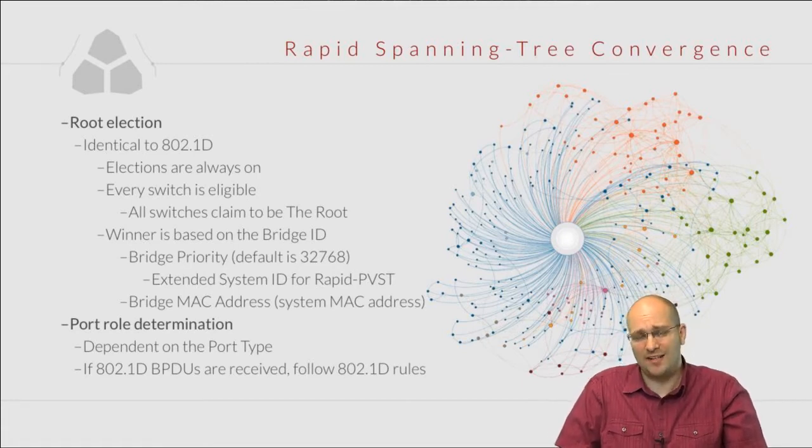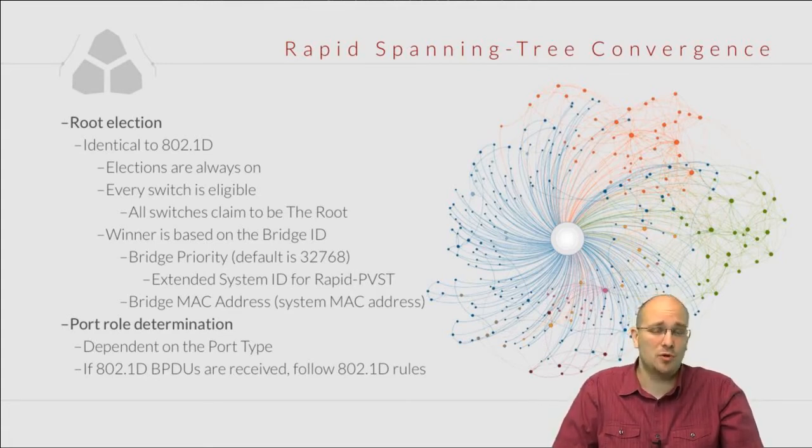The bridge MAC address is the lowest MAC address on the system, sometimes referred to as the system MAC address. On most of the Catalyst switches, it is going to be the MAC address which is 1 lower than the lowest port ID on the switch. In the case of fixed configuration switches, this is easy to determine, and in the case of modular switches, it would usually be the MAC address which is 1 lower than the lowest port number on the supervisor, on the active supervisor in the switch.